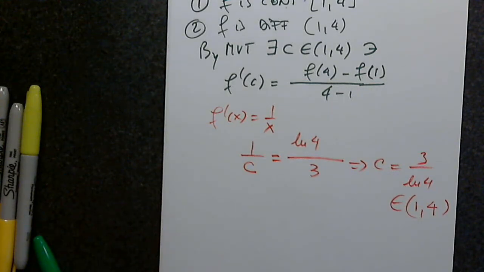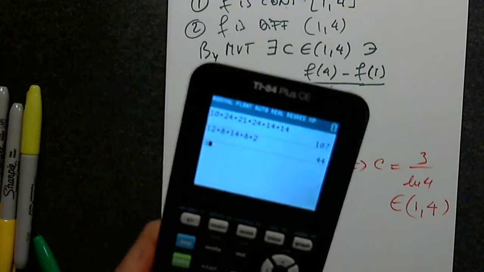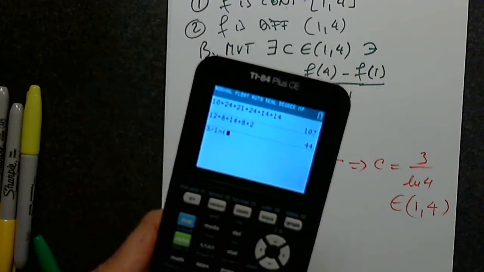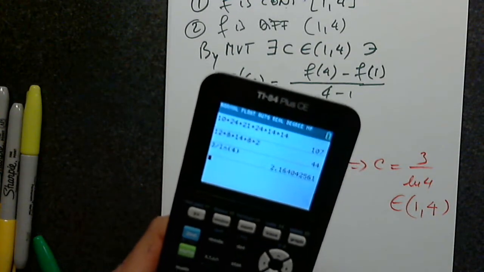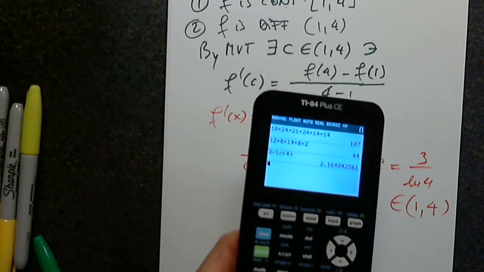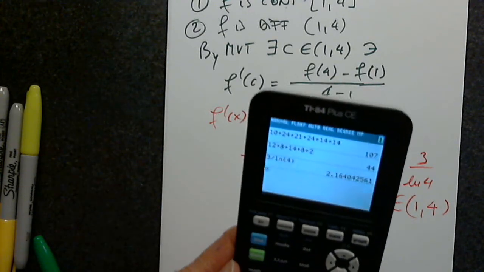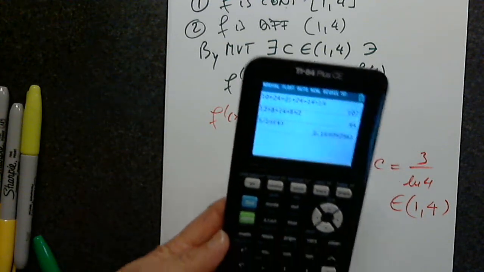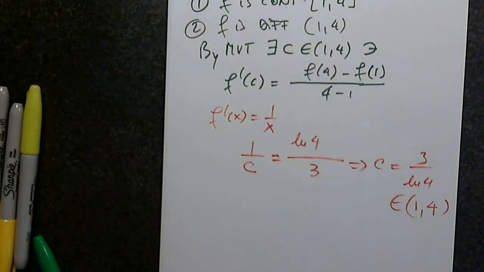So let's check. I'm going to check with the graphing calculator. Make sure. So divide by natural log 4, and I get 2.16 approximately. And that works because it's in between 1 and 4. It must be between 1 and 4. It's guaranteed by the mean value theorem.